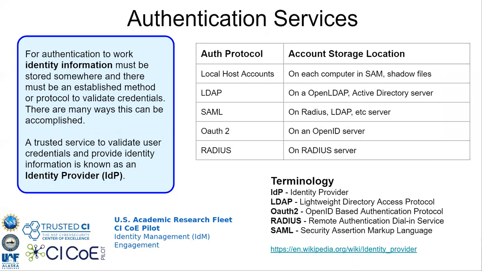In order for authentication to work, you need both a place to store identity information and a way to validate credentials for identities. Some of the common protocols and storage methods are shown in the table to the right. A service which is trusted to validate user credentials and provide information about identities is known as an identity provider, or IDP.